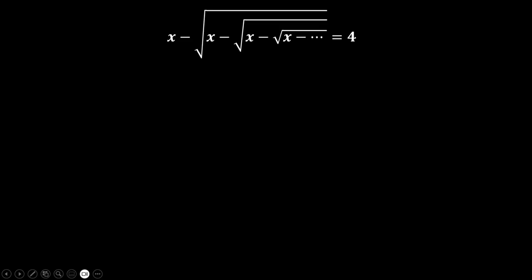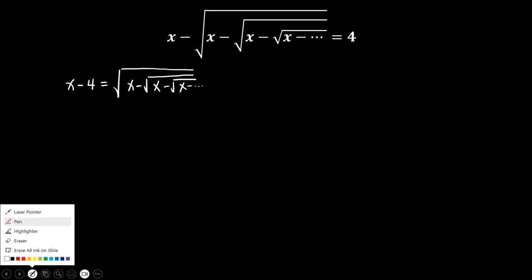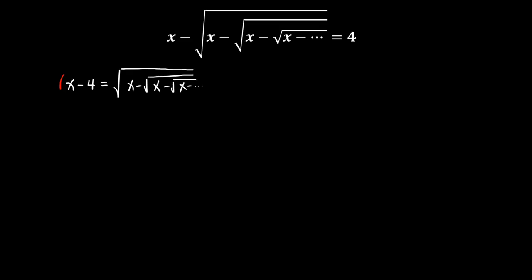Let's go. So for this sample problem, what I would recommend doing is to combine the non-radical terms to the left side and transpose the radical to the right side of the equation. So in this case, it's x minus 4, and then transpose the radical terms to one side of the equation. So this becomes x minus the square root of x minus the square root of x minus so on. And then what I would do is I would square both sides.